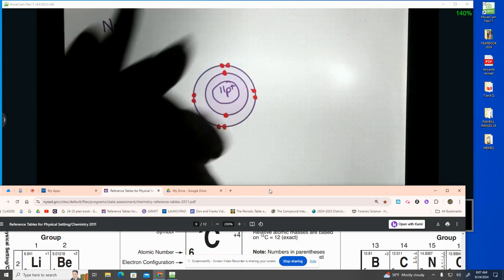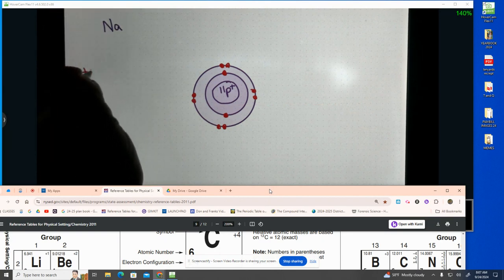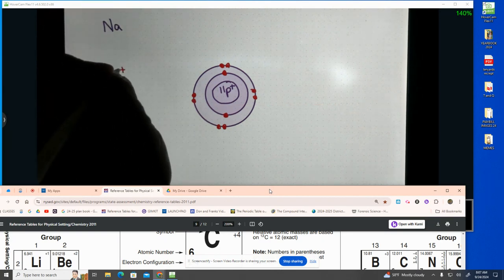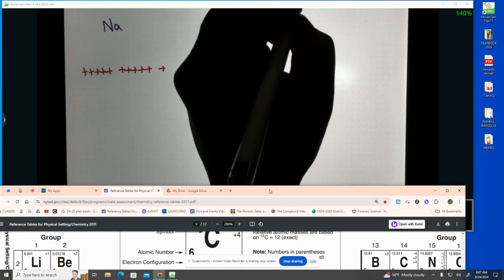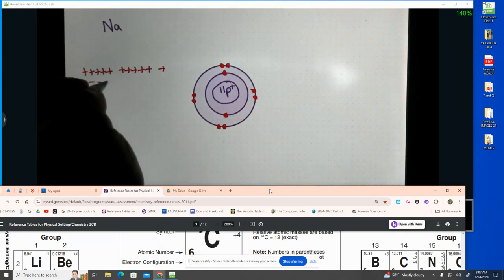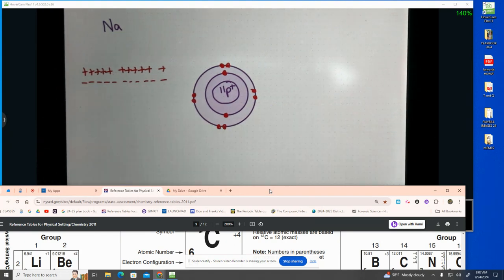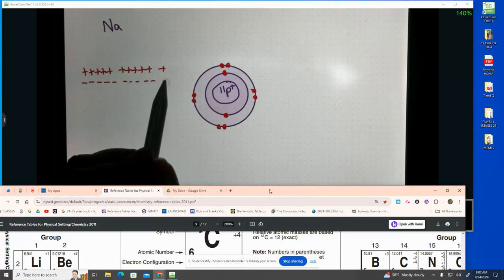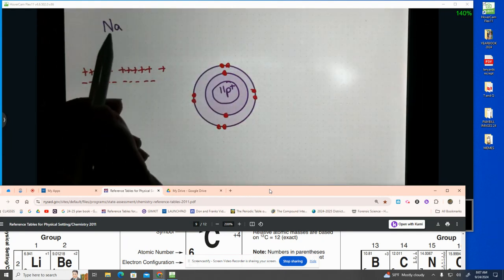Okay? So now instead of having 11 protons, which are positive, I'll draw the positives over here. There's 5, 6, 7, 8, 9, 10, 11. And 11 negatives. I'm losing track of how many I wrote there. Now he lost this electron. So what is his overall net charge? Positive. So this is an atom.